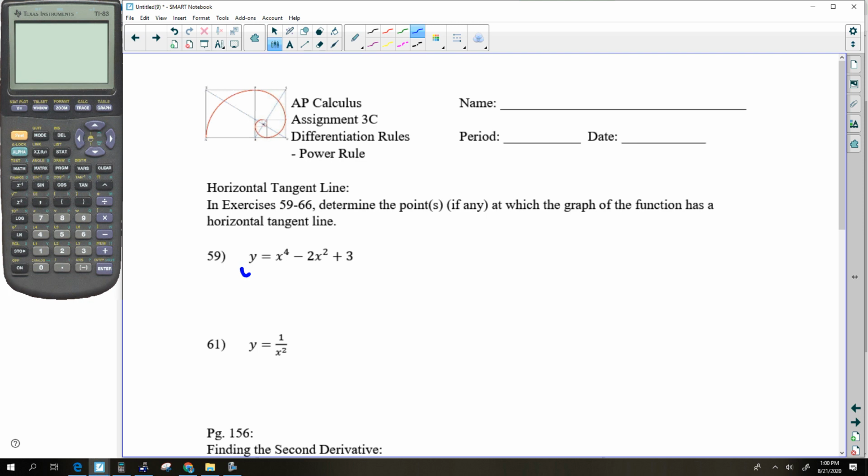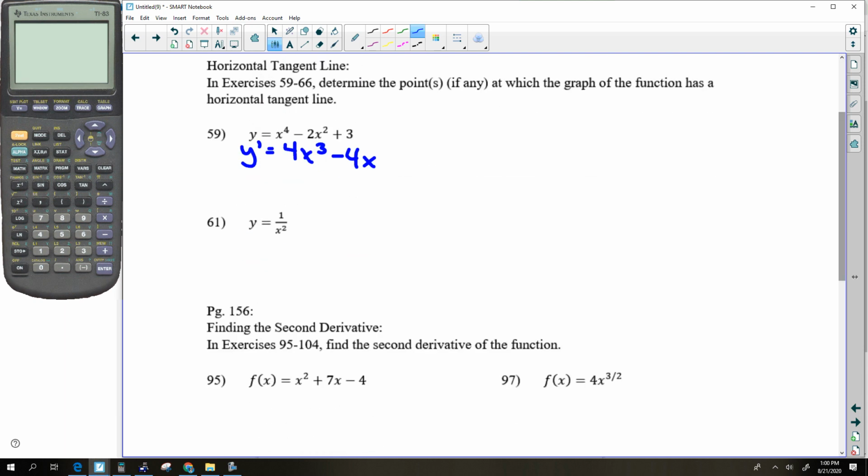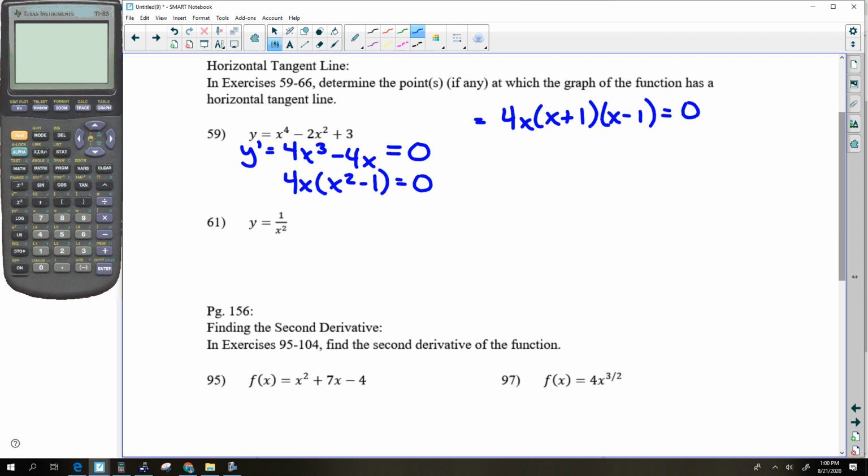All right, so for number 59, y prime is equal to 4x to the third minus 4x, and then the 3 goes away. Where is this derivative, the slope of the tangent, equal to 0? That will be a horizontal tangent line. I can factor out a 4x, which leaves x squared minus 1. That is the same thing as 4x times (x plus 1)(x minus 1). And thus I will have 0, -1, and +1 as my horizontal tangent x's.